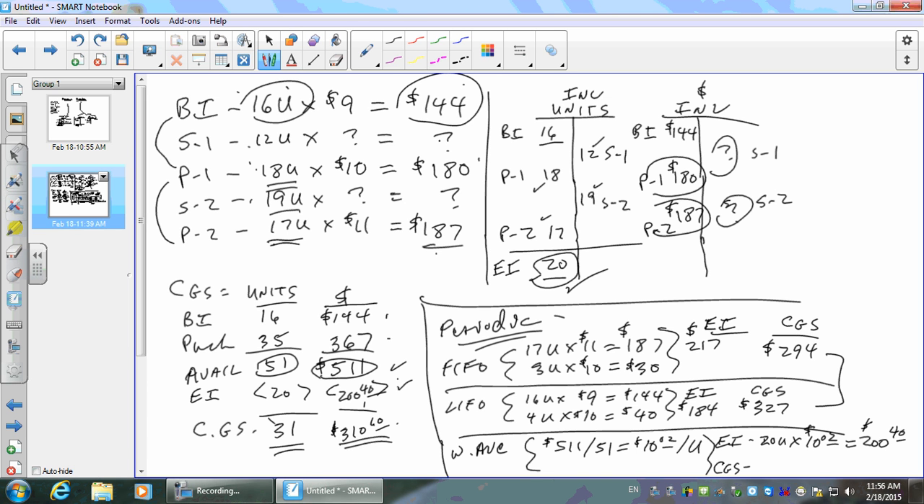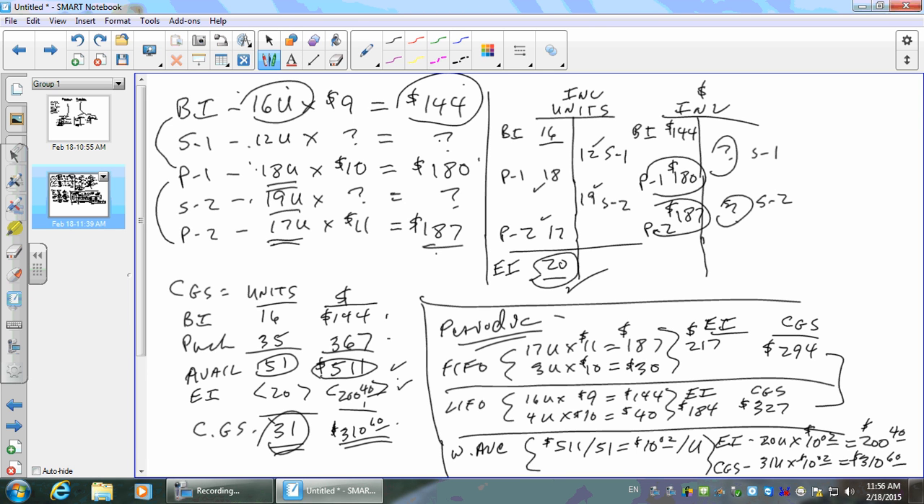Okay. Let's make sure we're right. How many units do we sell? How many was it, guys? 31 were sold, right? What's 31 units times $10.02? Is it about 310.60? Little rounding. If we're there math right, it is. It's easy, isn't it? Okay, perpetual's a little harder.